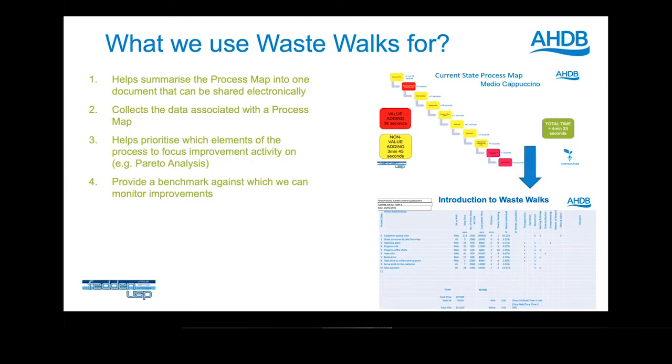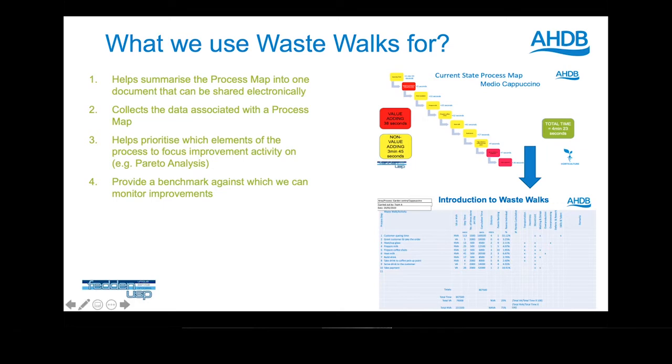So what do we use waste walks for? Process maps, when they're done as post-it notes, it's difficult sometimes to share them. If you're going to email them around, it's a little bit more difficult to email those photographs around and then for somebody to pick up and read through that information. So what we've often found is putting it on these waste walk spreadsheets. It's a good way of collecting the data and being able to share that data around. So that's what it basically does. It collects the data from the process map and then allows you to share that data electronically.